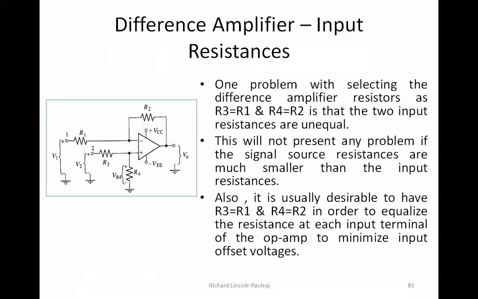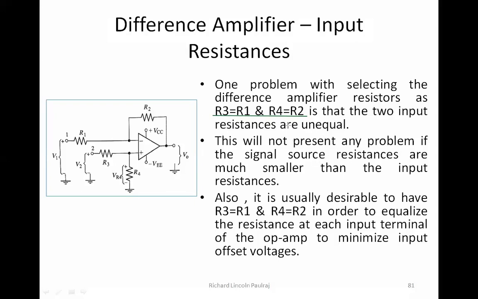So with these concepts in mind, we will move forward with a few more concepts associated with difference amplifier. We've got something called input resistances. As you can see here, we have R1, R3, R4, and R2 is nothing but your feedback resistance, right? One problem with selecting difference amplifier resistors as R3 equal to R1 and R4 equal to R2: usually we take these combinations, where R3 and R1 are equal, R4 and R2 are equal. So we take this combination into consideration.